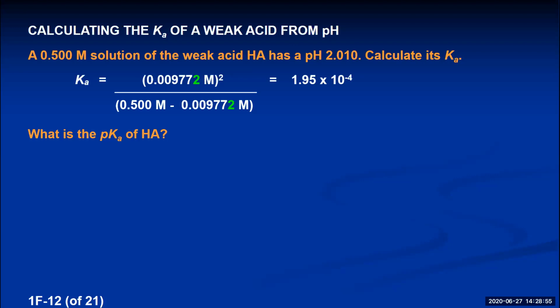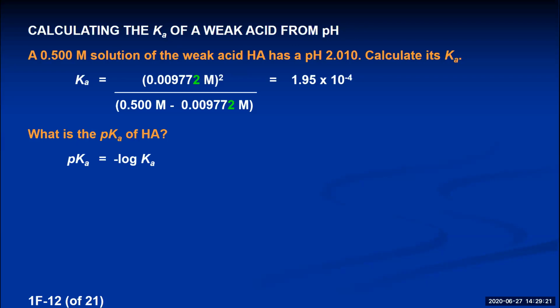Now, sometimes people will give you Ka values in a slightly different form. They will give you something called a pKa. Now, what would be the pKa of HA? What does that mean? What does a pH mean? pH means the negative log of the hydrogen ion concentration. What does pOH mean? The negative log of the hydroxide concentration. What does pKa mean? It means the negative log of the Ka.